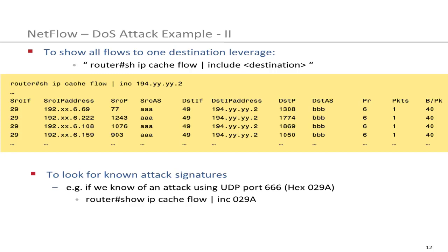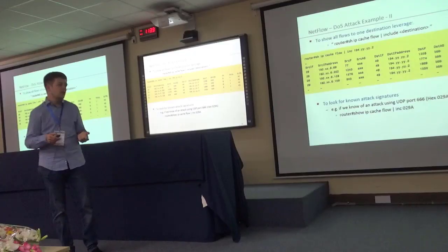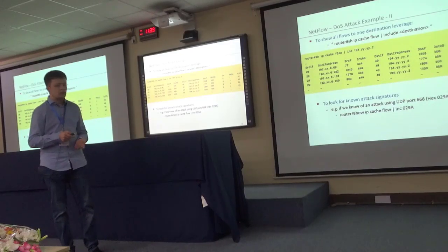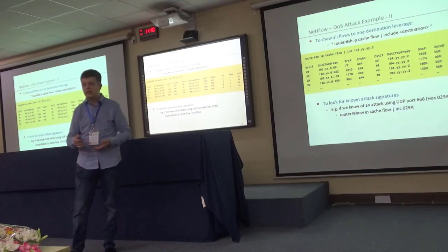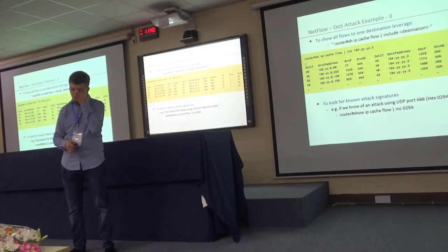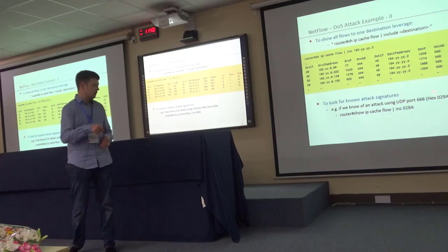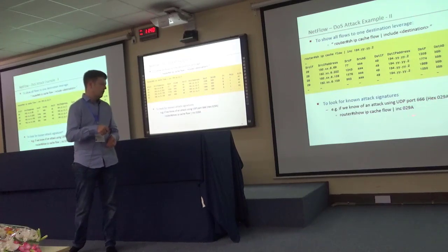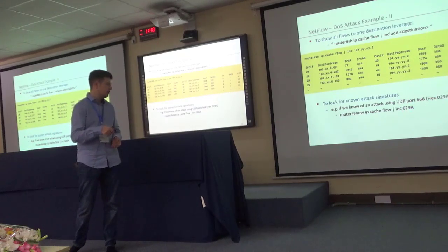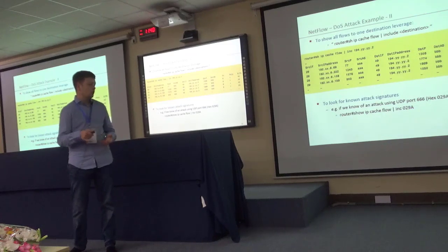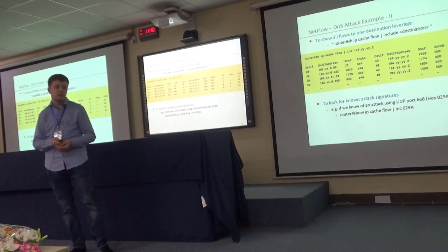And then you can look for some attack signatures, as I said. Could be something like a certain port, could be something like the same packet size. That depends on what attack you actually have. So here, for example, they are all filtering on this port 666, and then in hex this is this value, and here you can then see all flows that use this port.